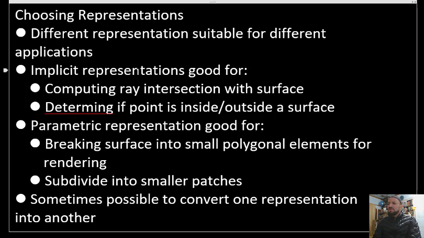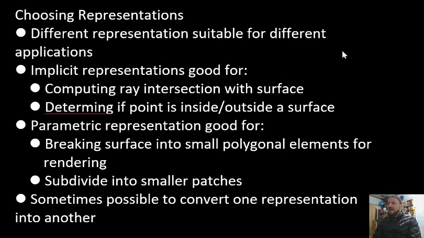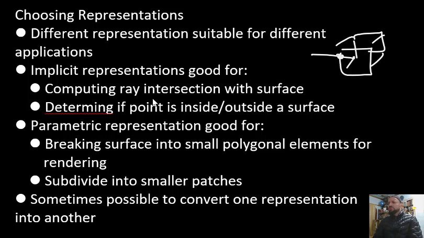Now if it is an implicit representation, it's good for computing ray intersection with surfaces. If there is some ray which is intersecting on a surface and you want to calculate that, maybe it's a better idea to have an implicit expression. So you have, for example, some kind of a surface, and some ray is coming up and intersecting at this point, and you want to compute that ray intersection with the surface. So it is better to use the implicit representation.